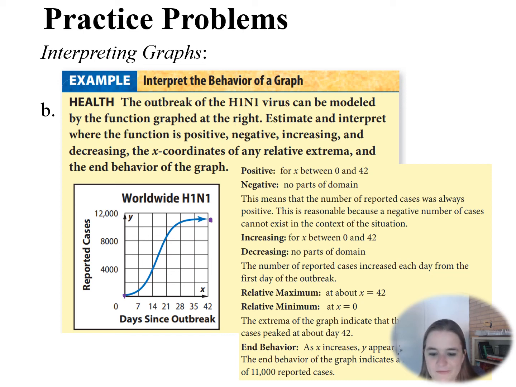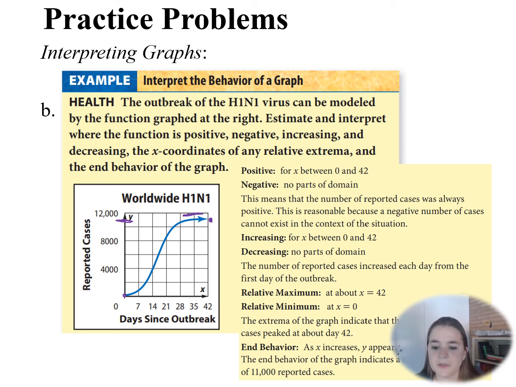For my end behavior then, I can see that as x was increasing over time, the y appeared to level off. We are approaching a slope of 0 as we get to this top section of the graph, which indicates that we have maxed out at about 11,000 cases here. We're going to estimate that value. So my end behavior is that the slope was approaching 0 at day 42 with a maximum of approximately 11,000 cases. So that's it for your notes.